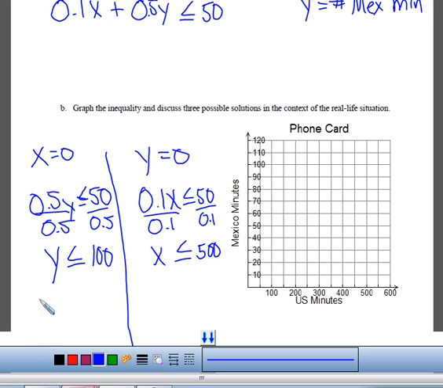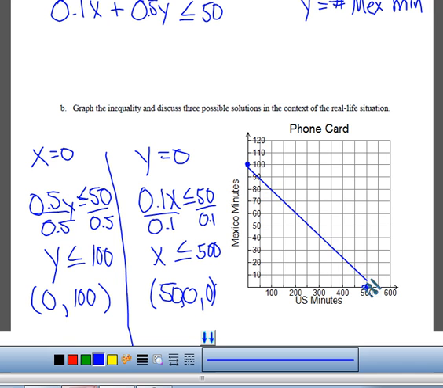So we have 2 points. We have the point (0, 100), and we have the point (500, 0). The x and the y intercepts. My (0, 100) is here, my (500, 0) is here. Connect those with a nice straight line. And what's nice is you'll notice, because it's less than or equal to, it's not a dashed line, it's a solid line. This line cuts through a lot of points.